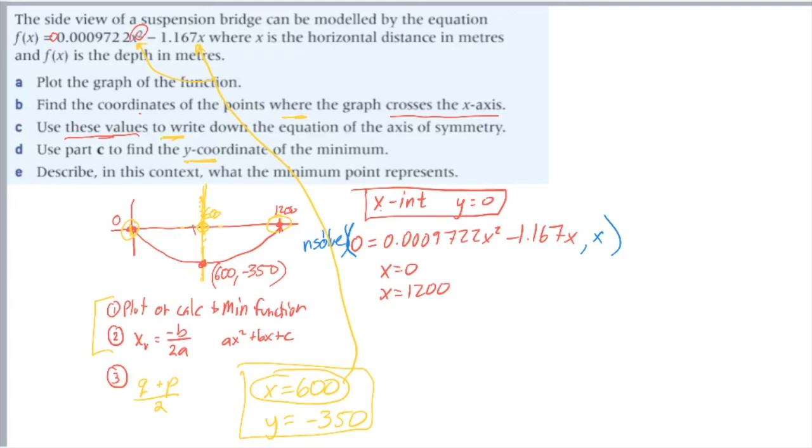The only other thing that we need to do here is describe in this context what the minimum point represents. Well, this minimum point, 600, negative 350, represents that halfway across the bridge, or at 600 meters, the suspension bridge reaches a point negative 350 meters below the x-axis or the origin there. Okay? And so that's enough to describe that that's the lowest point on the suspension bridge.